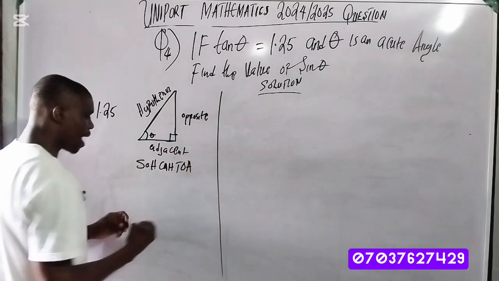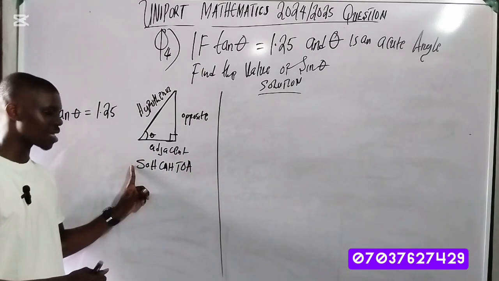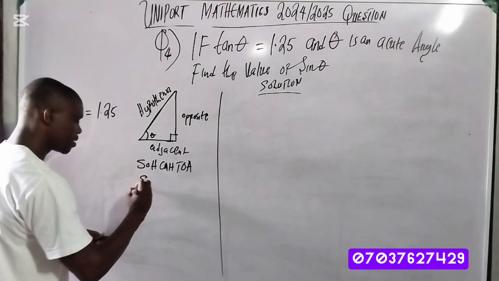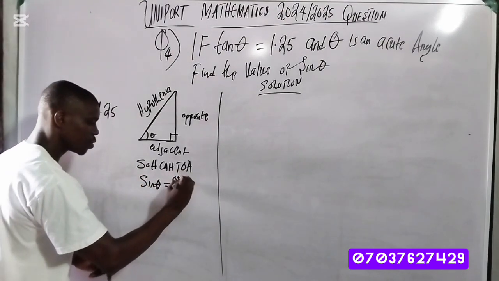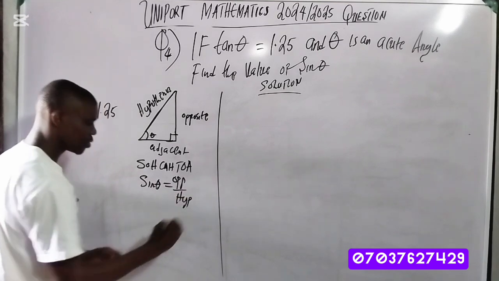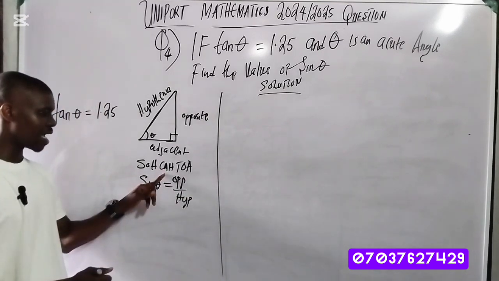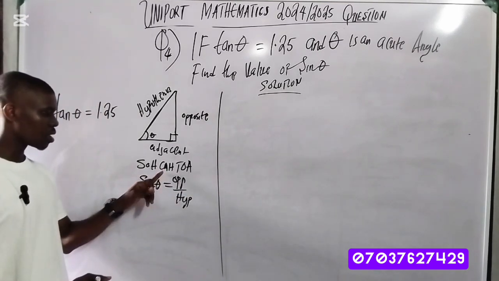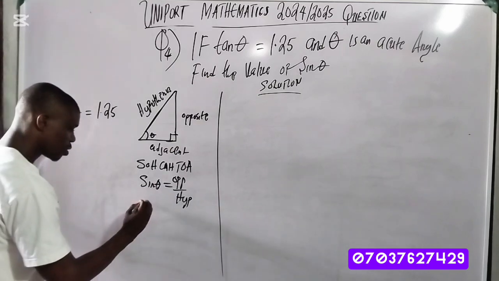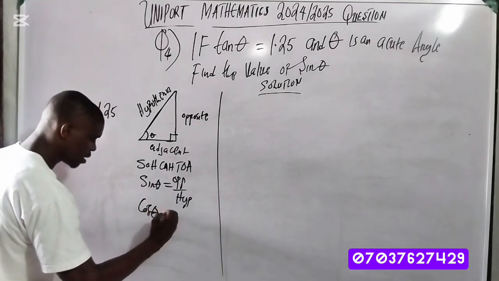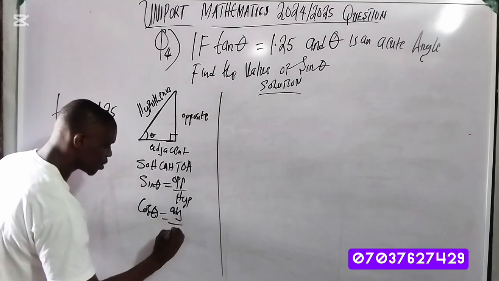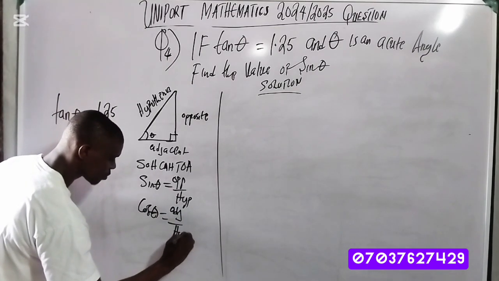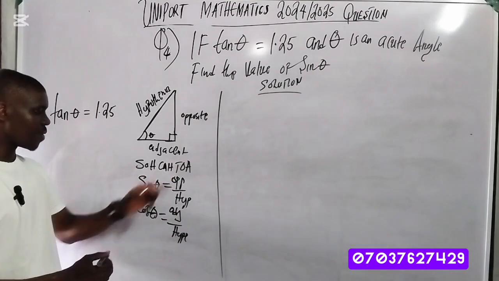SOHCAHTOA. Right? Now what is SOHCAHTOA here? Sine theta is equal to opposite over hypotenuse. Right? Then cos theta is adjacent over hypotenuse. Right?